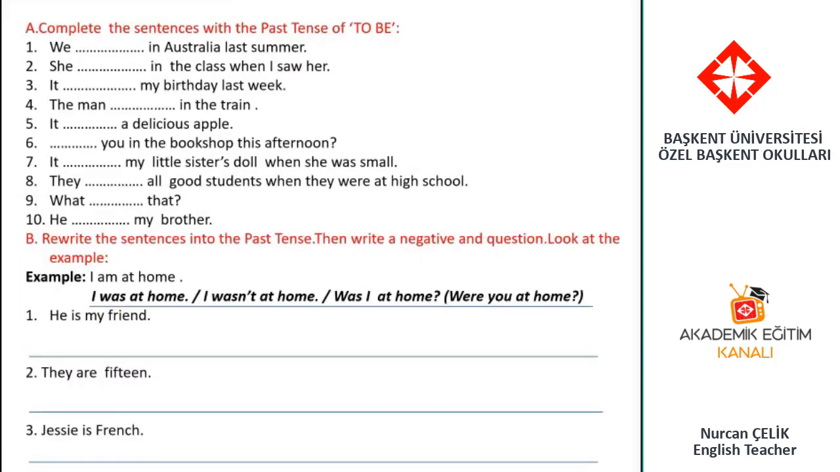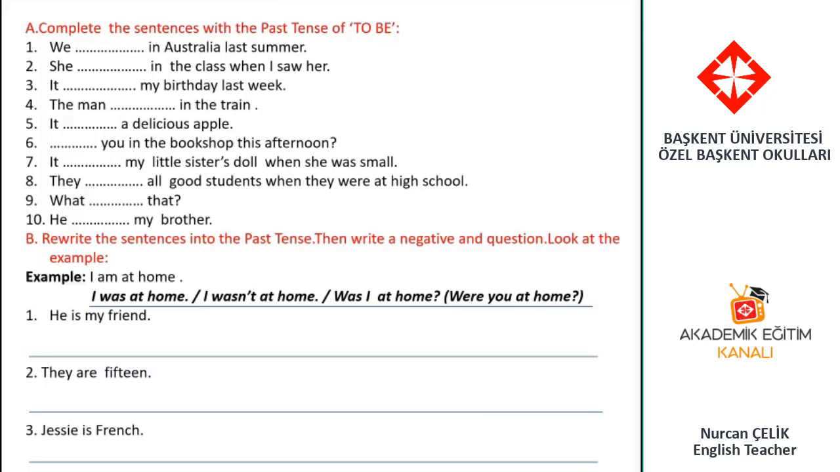Now, let's try together. In these exercises, I want you to make your own guesses about the answers. I will give you some time to give your own answer, then I will give the answer. Complete the sentences with the past tense of to be. Remember, to be verbs in past are was and were. So you're going to use was or were.